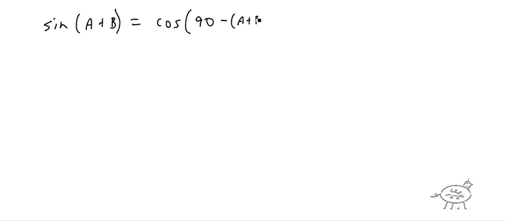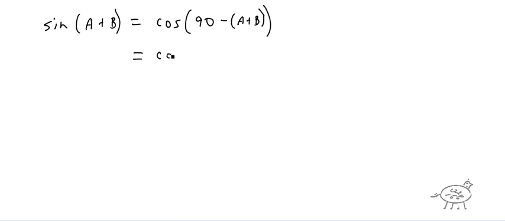Okay, with that in mind, now we can say sine of A plus B is equal to the cosine of 90 minus parentheses A plus B. Alright, that's important because now we can actually use cosine sum and difference to calculate this out. Well, let's kind of simplify this a little bit.